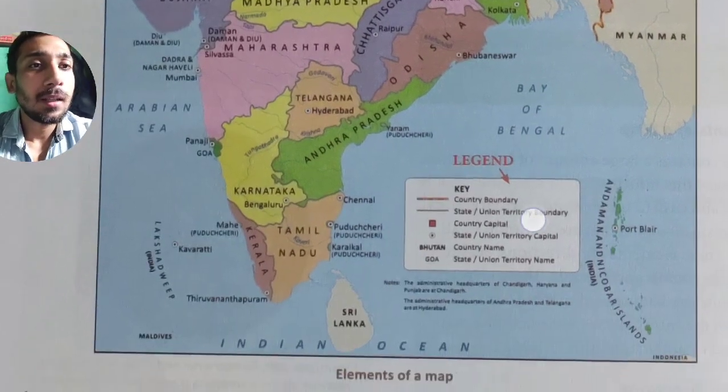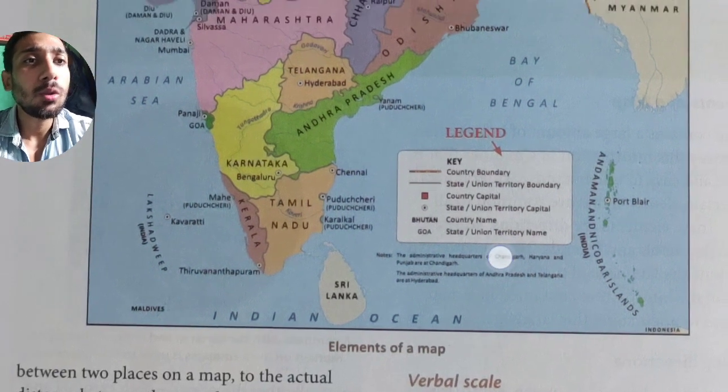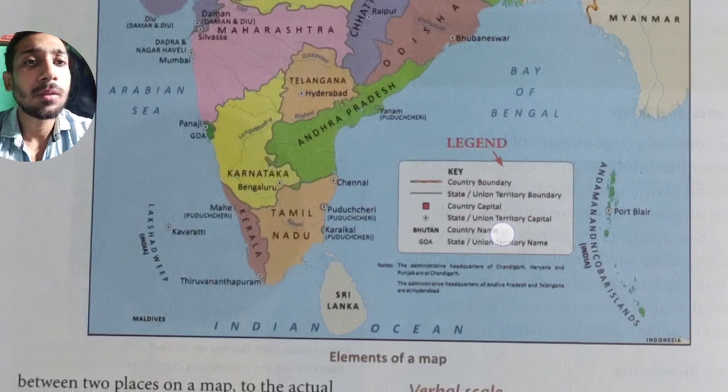And there you can see the key. In the box there is a key: the country boundary is denoted by a bold line, and by a thin line there is the state and union territory boundary. With the red box you can see country and capital. So what are these things? These are also a language, and they are mainly called the legend. So these are also an element of a map.